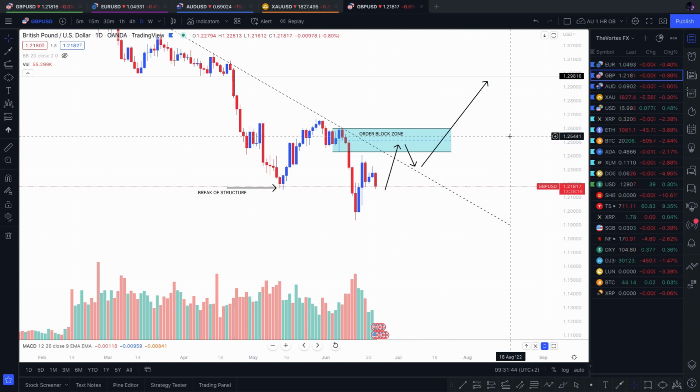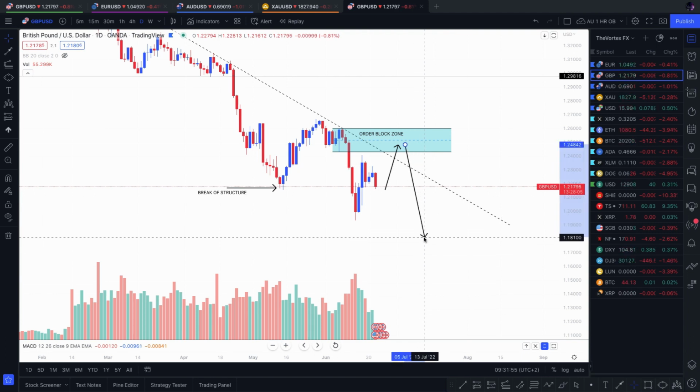Okay, that is possible. However, we do have this order block zone right here. So this depends on volume for me, because we could either go up or we could hit the order block zone and come down. How will I know which way it's going to go, right? Well, let me first show you what I like to look for when setting up these particular order blocks.